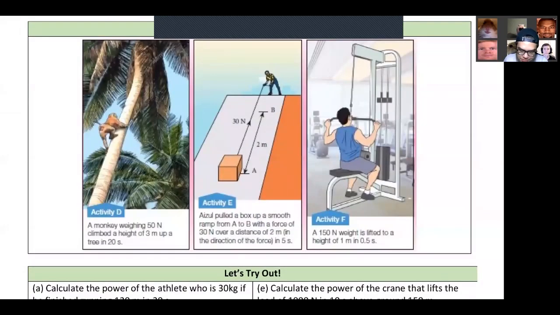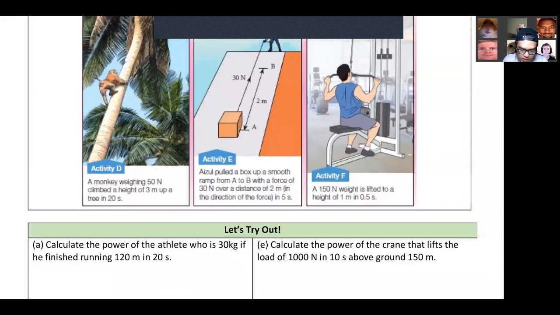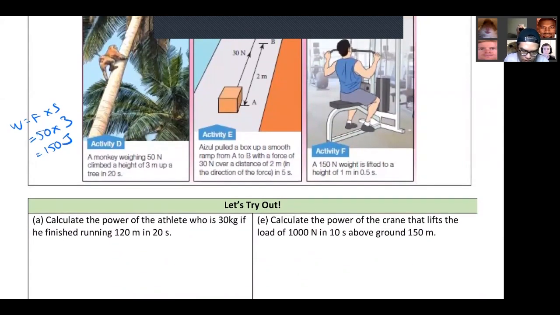Okay, so example, let's try this example. A monkey weighing 50 Newton climbs a height of 3 meters up a tree in 20 seconds. Okay, so let's get the kerja first, the work done. We always calculate the work done first. Work equals force times displacement. Force is 50, displacement is 3, so you get 150 joule.